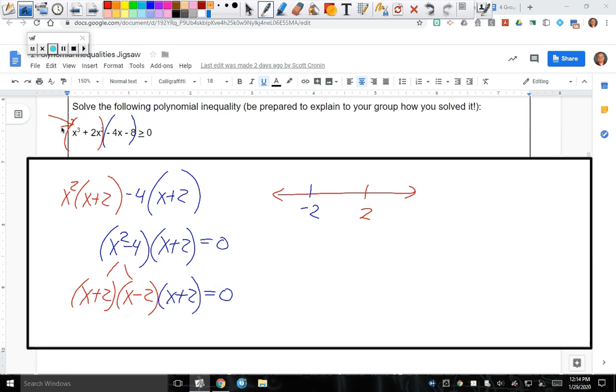Alright, so let's plug this in. What number are we going to plug in? Negative 3. So it becomes negative, negative, negative. So the whole thing is negative.